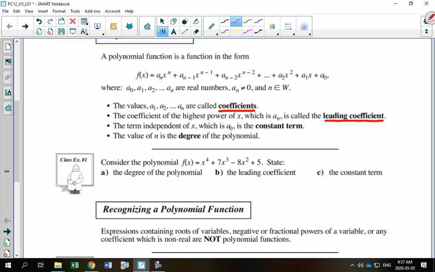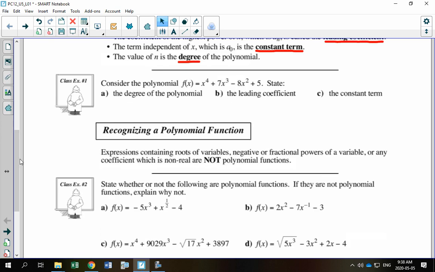The term typically found at the end with no x value or no variable is called our constant term. And then the value of n is the degree. So we take a look at our polynomial, the highest exponent is our degree. All of these terms you have heard before.